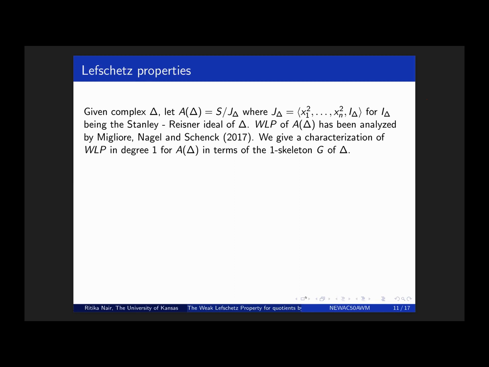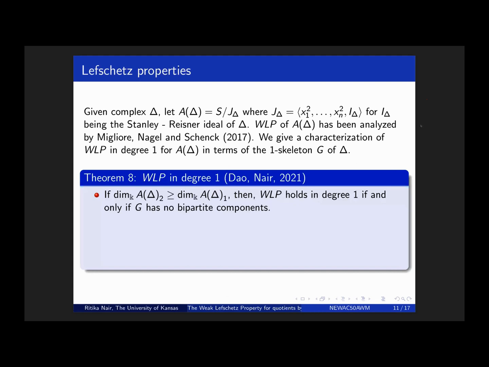Now this result is as follows. We are taking two cases. One case is if the dimension of the second piece is greater than or equal to the first piece, and the second case would be the other way around. So the first case says if the dimension of the second piece is greater than or equal to the first piece, meaning the number of edges is greater than the number of vertices for the simplicial complex, then the Lefschetz property holds in degree 1 if and only if that edge graph has no bipartite components.